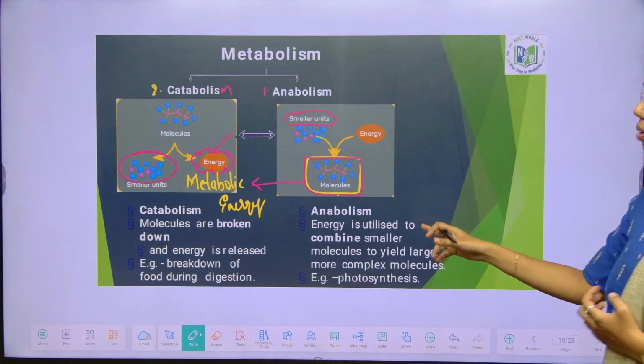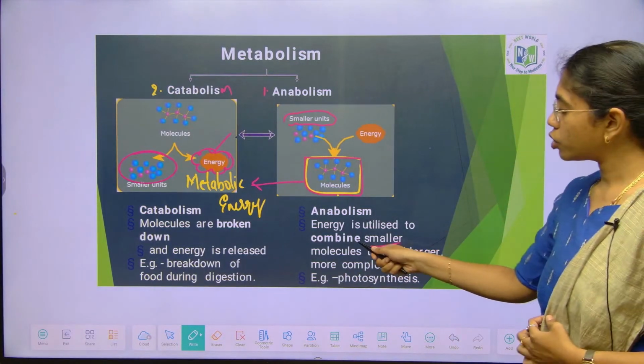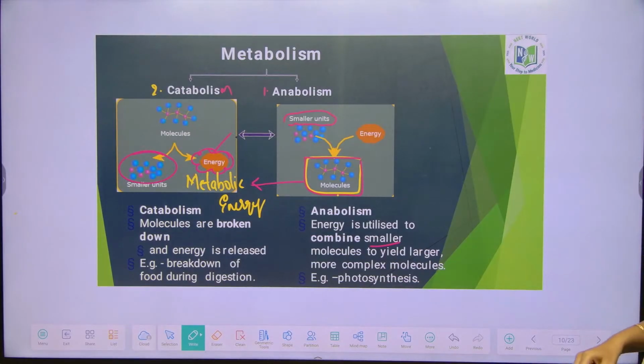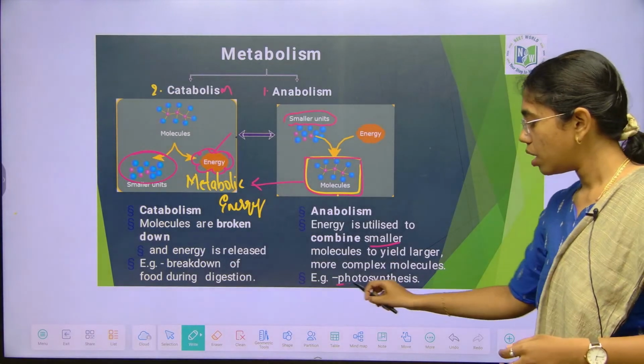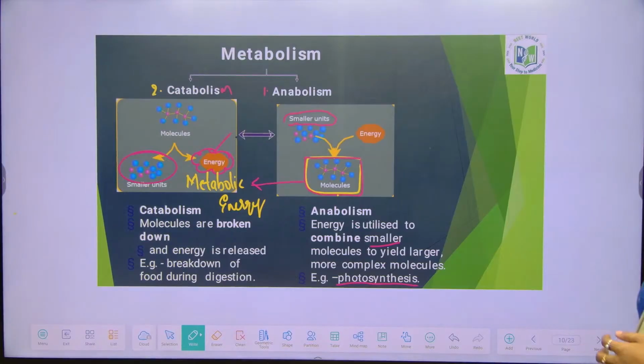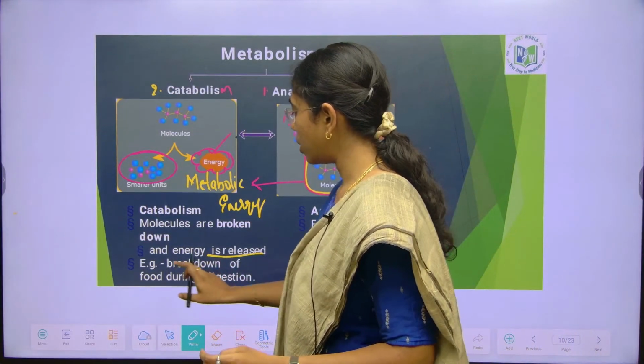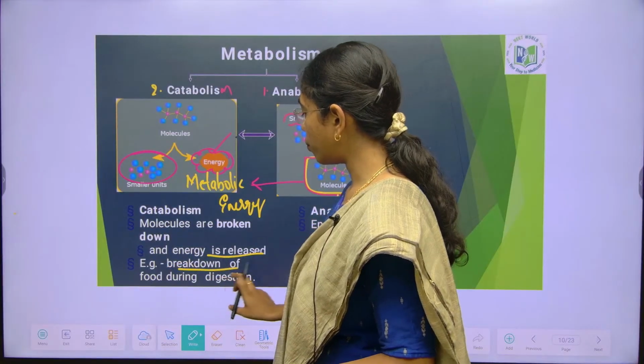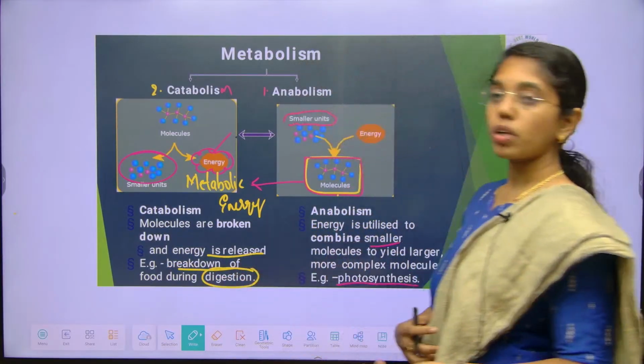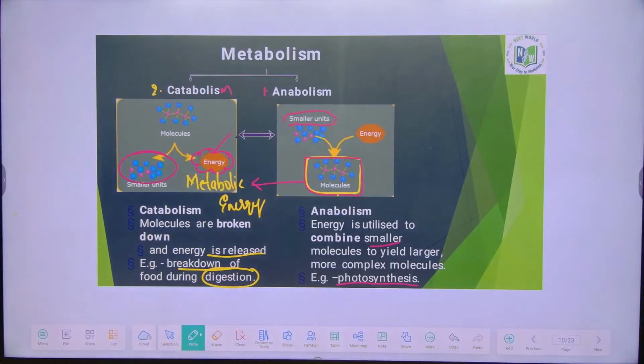So anabolism, energy is utilized to combine smaller molecules to yield larger and more complex molecules, for example photosynthesis. Catabolism, molecules are broken down and energy is released, for example broken down food during digestion. Got it? This is anabolism and catabolism.